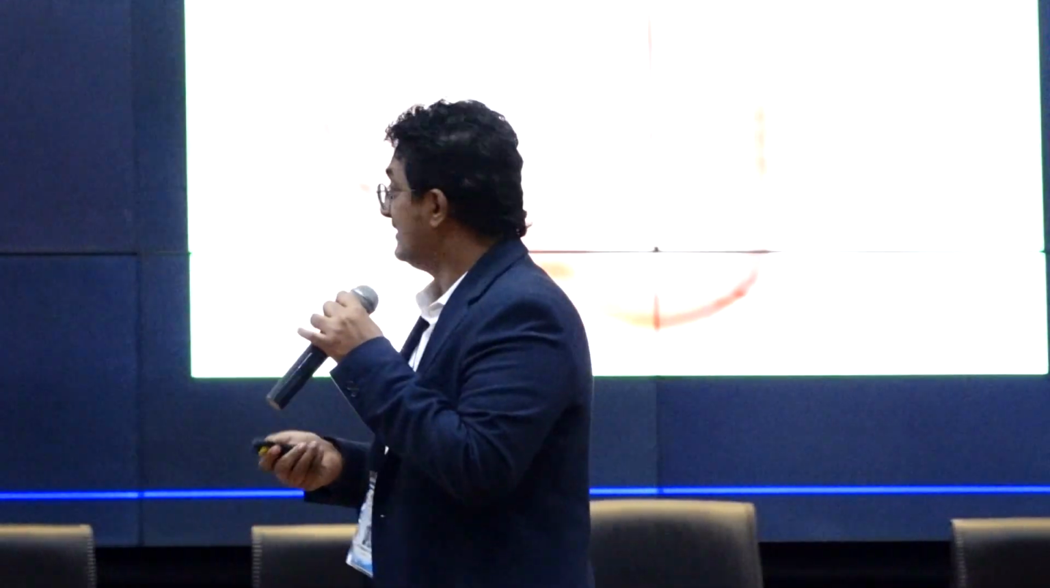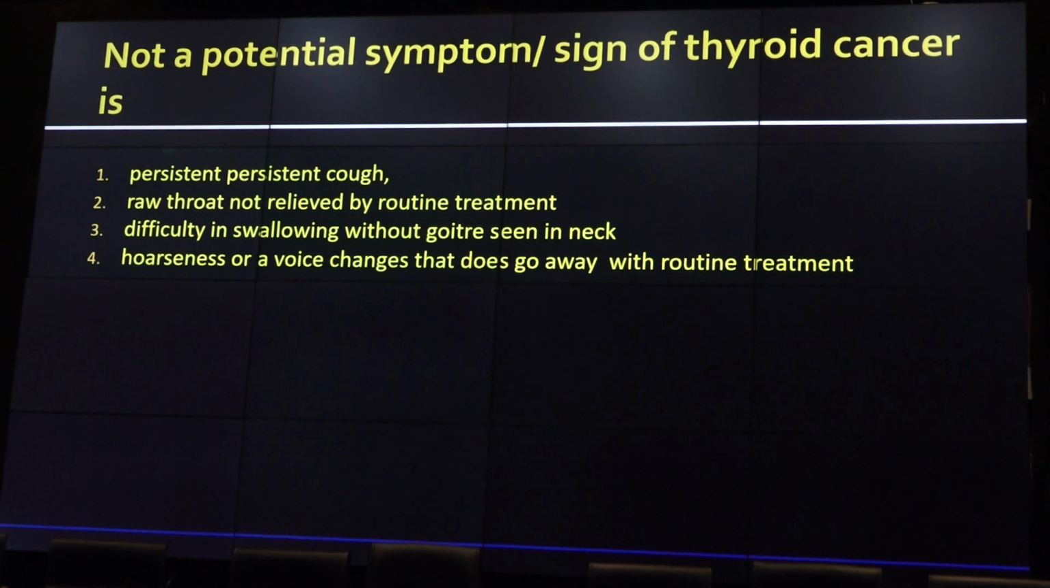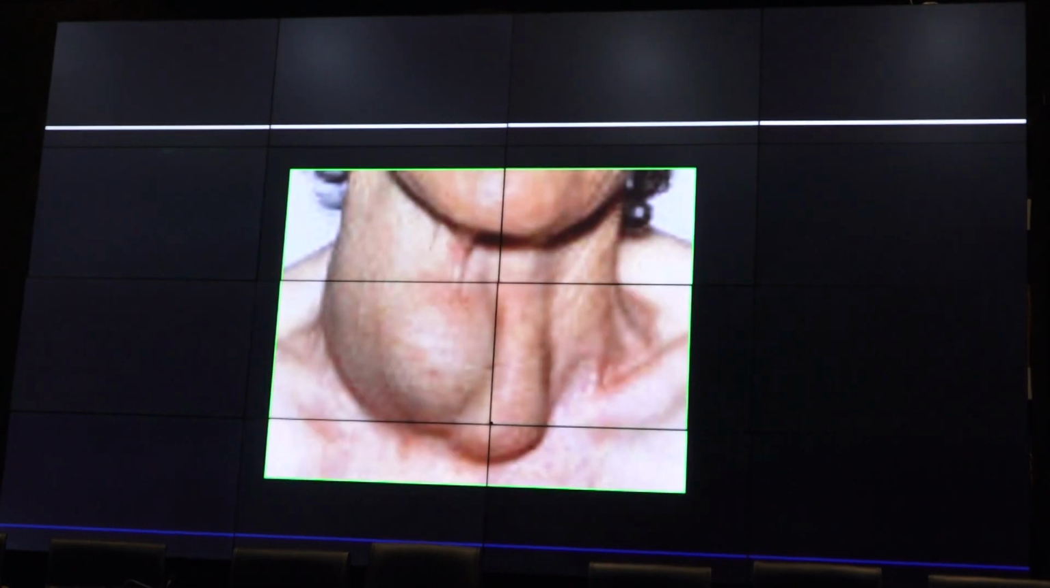A lot of abnormal TFTs were there in this particular patient. I think this slide should be there. It's not there. Yeah, but this is the one where the TFT came normal. This was the slide. It's a female patient. TFT came normal. And this was her neck. Now what was the diagnosis?